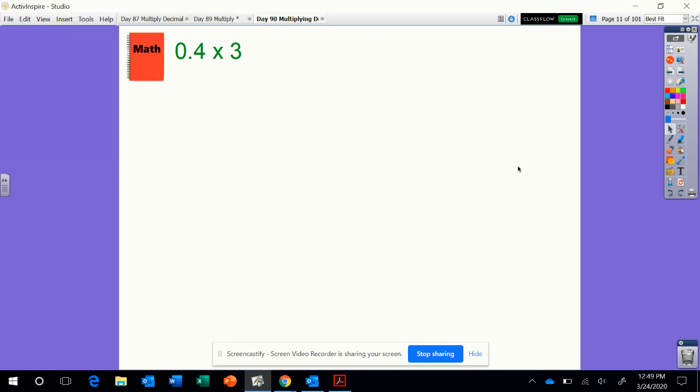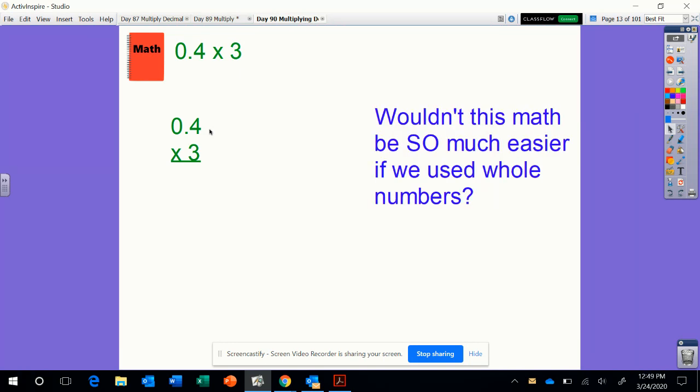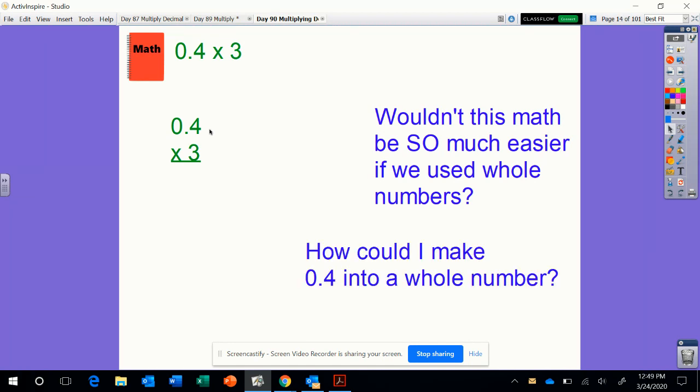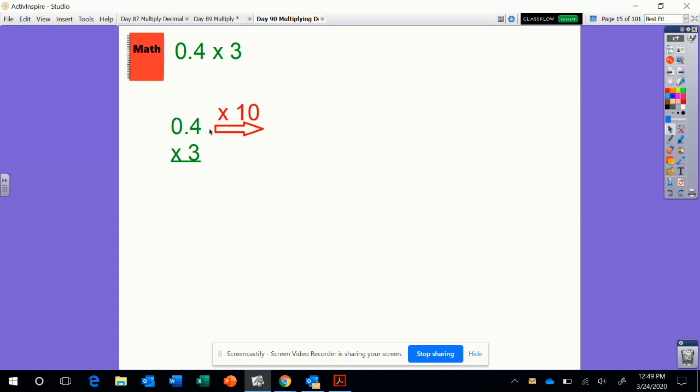Okay, so here's our very first math problem. You're taking notes in your math notebook. We have 4/10 times 3. We have not learned yet how to multiply with the decimal, but we have learned how to multiply whole numbers. So based on what we just did a second ago, how are we going to get rid of this decimal? What are we going to multiply it by? Hopefully you said 10, right? It's going to be so much easier if we can use whole numbers.